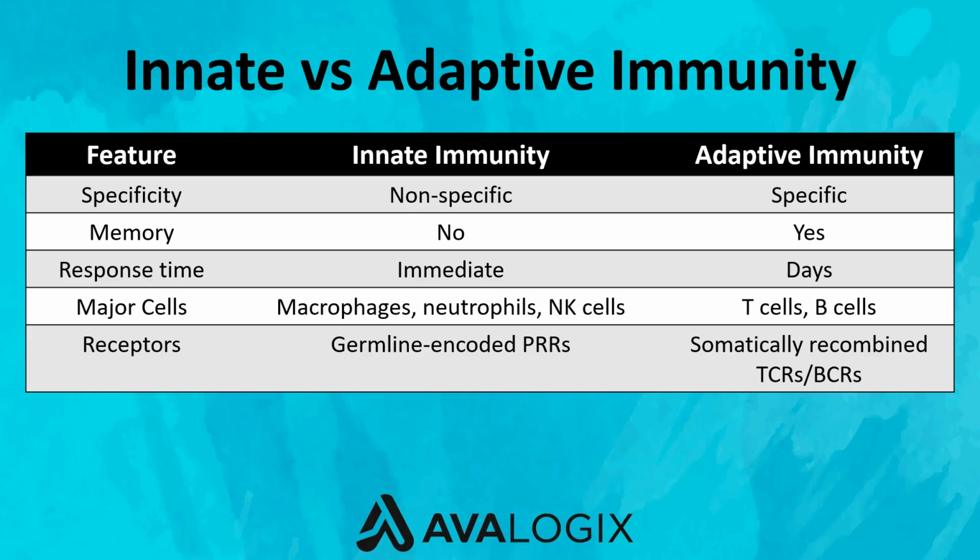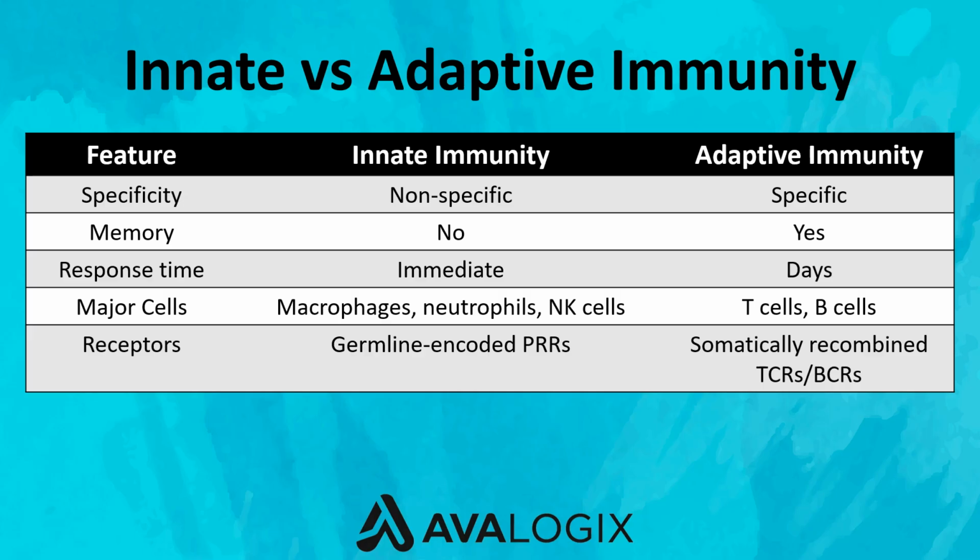Now, let's look at the cell types involved. Innate immunity relies on cells like neutrophils, macrophages, dendritic cells, and NK cells. These cells are ready from birth and recognize conserved pathogen features using pattern recognition receptors, PRRs. Adaptive immunity is powered by B cells and T cells, which use antigen-specific receptors generated through gene rearrangement. Each B or T cell is unique in the antigen it recognizes.